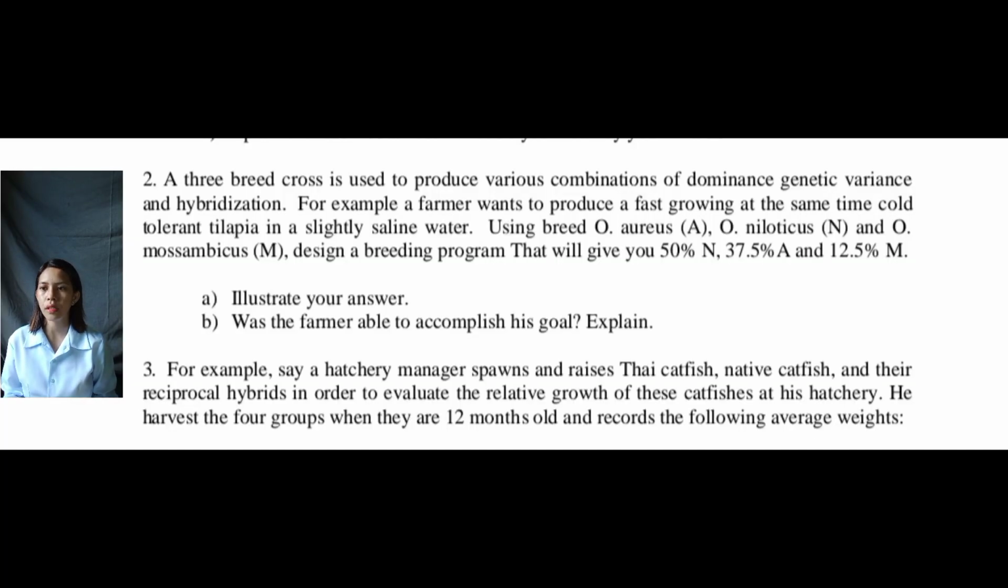Question number 2. A three-breed cross is used to produce various combinations of dominance genetic variants and hybridization. For example, a farmer wants to produce a fast-growing and at the same time cold-tolerant tilapia in slightly saline water. Using breeds O. aureus, A, O. niloticus, N, and O. mossambicus, M, design a breeding program that will give you 50% N, 37.5% A and 12.5% M. Illustrate your answer. Was the farmer able to accomplish his goal? Explain.